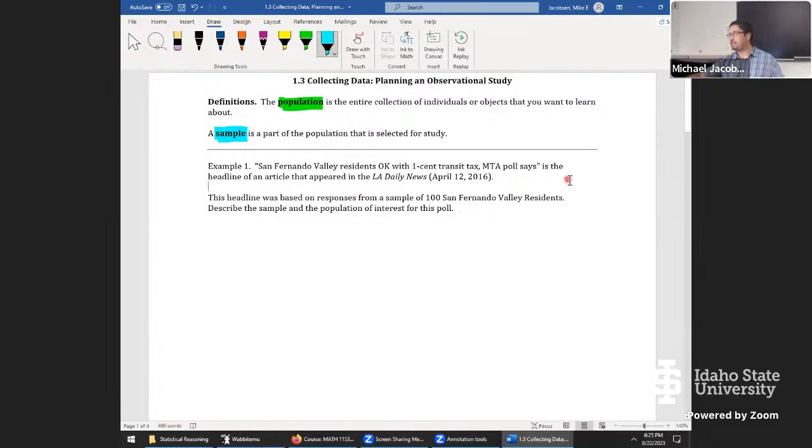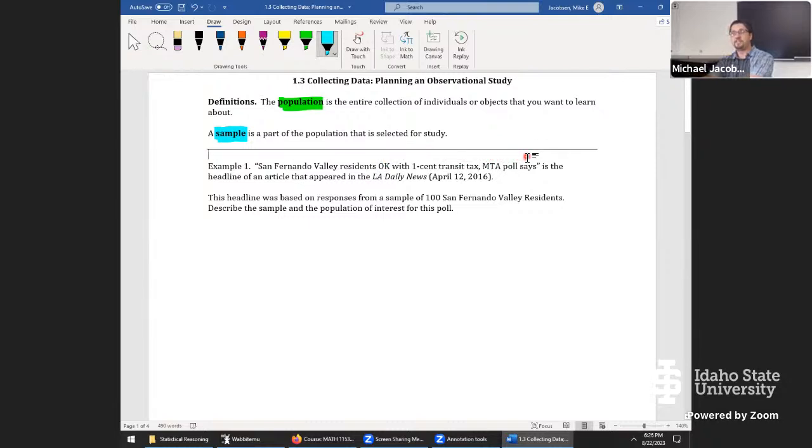But before we go into those topics, here's our really fast example one. These numbered examples, again, they're meant to be similar to what you'll see on WebAssign. And this one is very similar, I believe. It says here, the San Fernando Valley residents okay with 1 cent transit tax, MTA poll says.